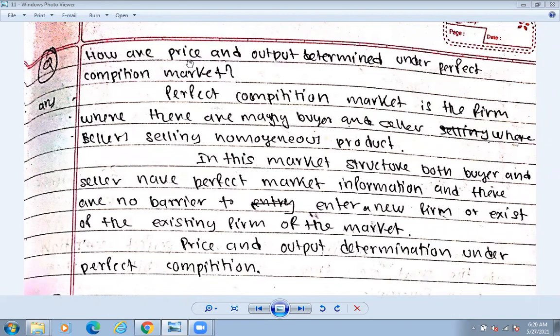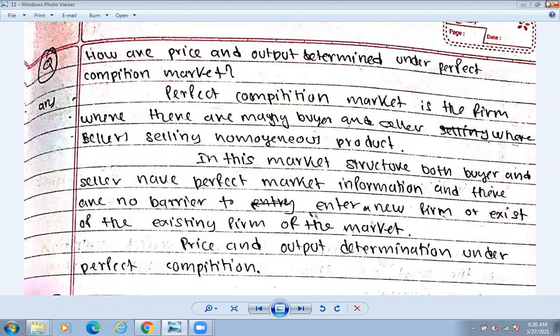How are price and output determined under a perfect competition market? Yesterday, we learned about the monopoly market, the price and output determination of a monopoly market. If you have not watched that video, please see that video. After that, we are going to learn about the perfect competition market.